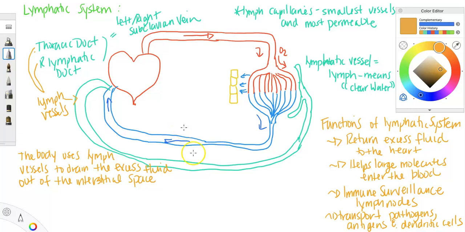All right, so that's basically the lymphatic system. We don't talk a whole bunch about it other than mentioning it for immune system stuff. So we're going to start right into the immune system. So the next video I do is going to be an introduction to the immune system.